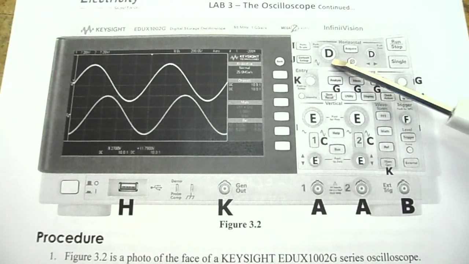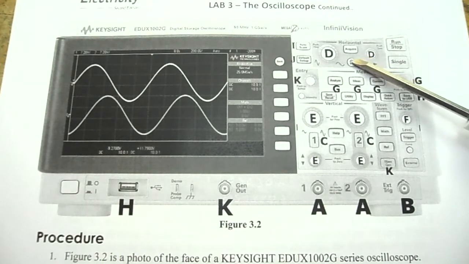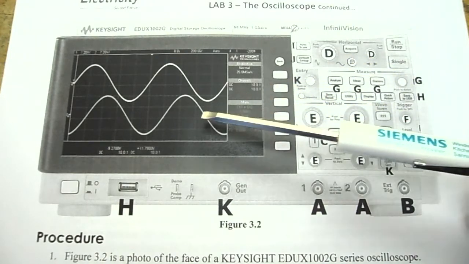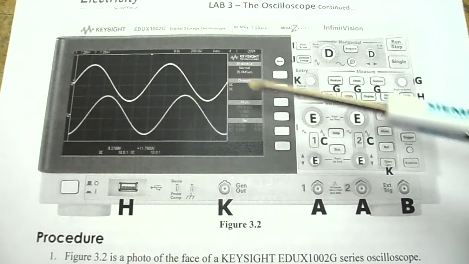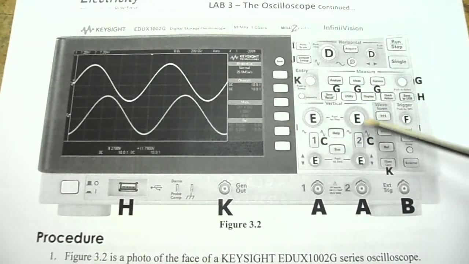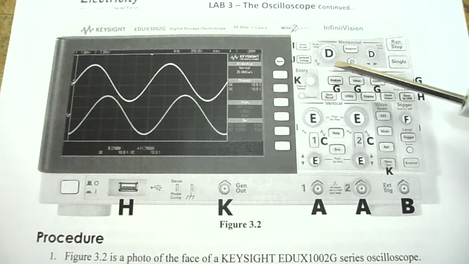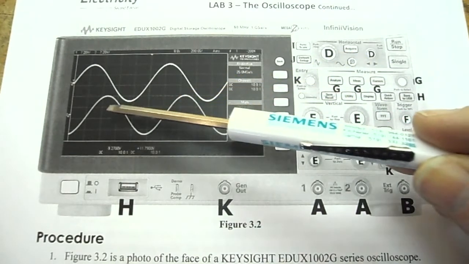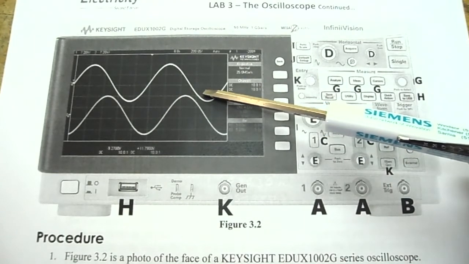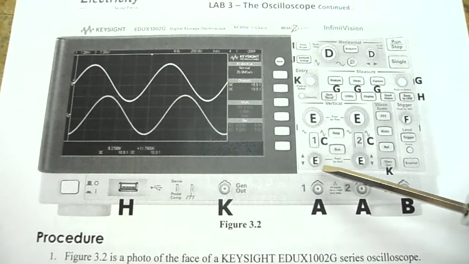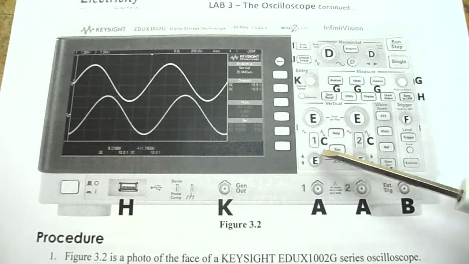D is the horizontal scale controls. So on our oscilloscope, we can look at amplitude or voltage. So that's these vertical controls here. The horizontal controls control time, so that goes horizontally across the screen. So E is the vertical scales.